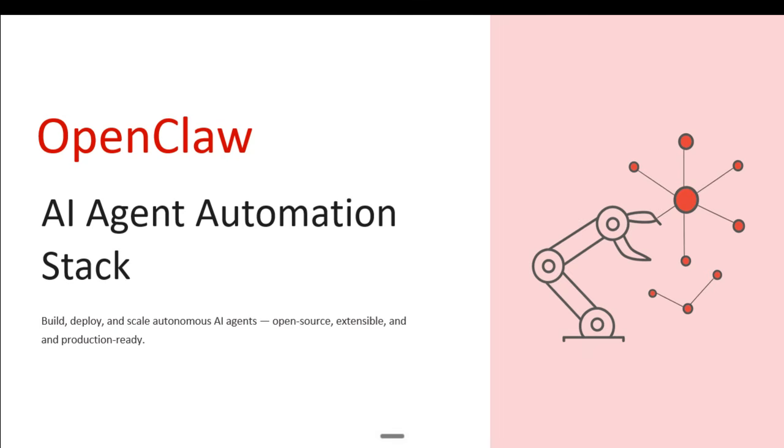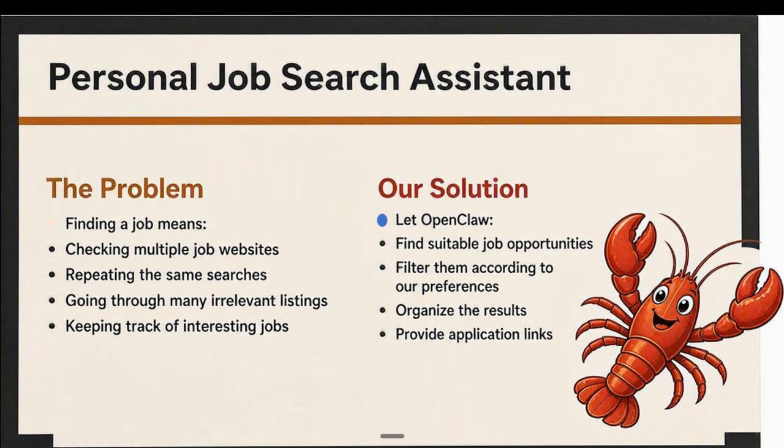When we are looking for a job, we usually have to visit multiple websites, perform the same searches again and again, and spend a lot of time going through job postings to find the ones that are actually relevant. What if we could simply tell an AI assistant what we are looking for and let it do this work for us? That's exactly what we are going to do with OpenClaw in this demo.